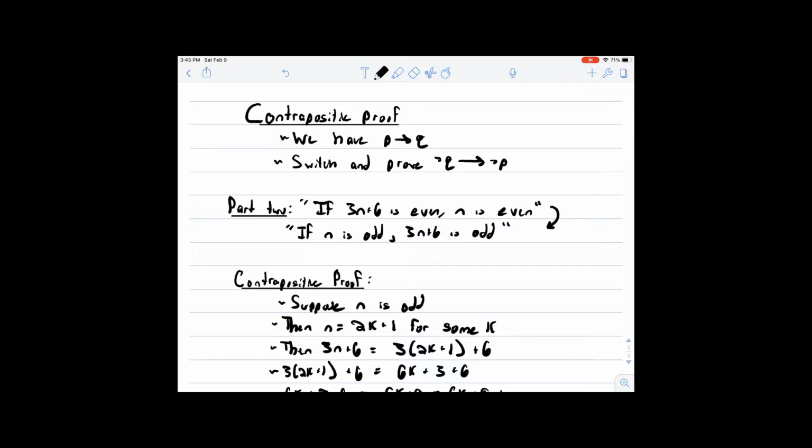Suppose we have the statement, if P then Q. For the contrapositive proof, we switch this and then prove, if not Q, then not P. So instead of proving if 3n plus 6 is even, n is even, we'll prove if n is odd, which is the opposite of even, then 3n plus 6 is odd.